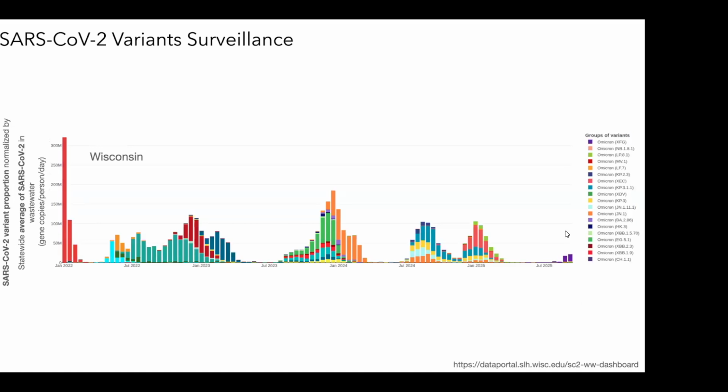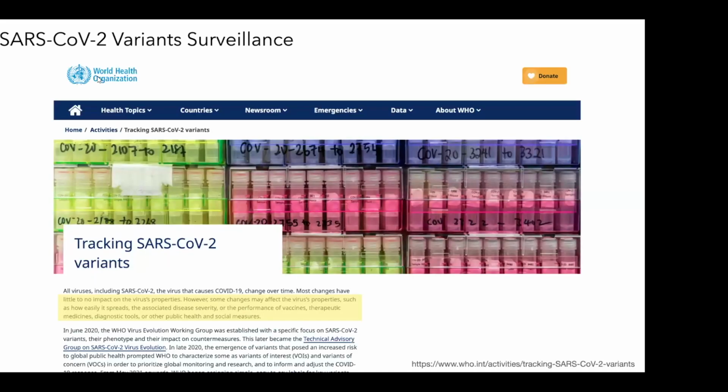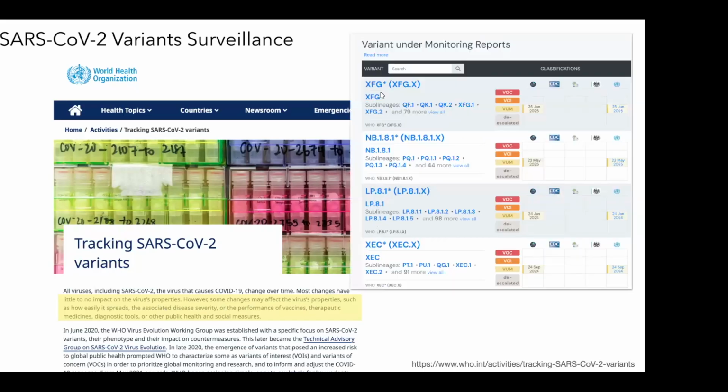And what having information about the different variants circulating is important is that I took a screenshot of the World Health Organization website that indicates that some changes may affect the virus's properties, such as how easily it spreads, the associated disease severity, or the performance of vaccine, therapeutic medicine, diagnostic tools, and other public health and social measures. So the reason why not only having the information about the quantity in wastewater is important, but also having which variant is actually circulating.